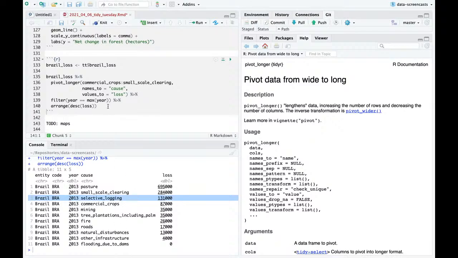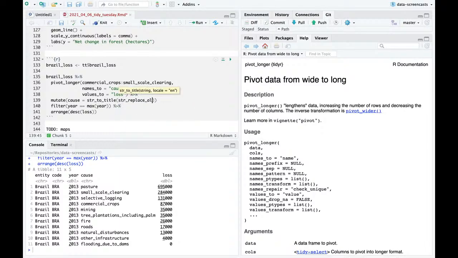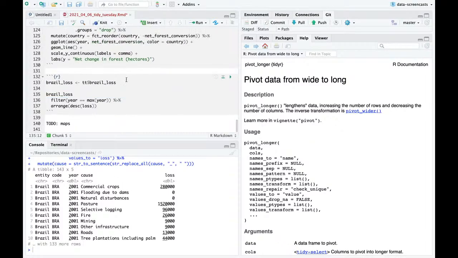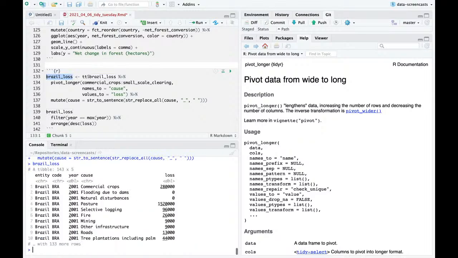But I also can do other things, and I don't like reading this in snake case, so I'm going to do a little bit more cleaning. I'm going to say cause is string to title, string replace all, underscore with space. I'm replacing the underscores with spaces, then putting it in title case. Ooh, look at that. I don't love that the word 'to' is capitalized. What if I said string to sentence? That reads pretty good. I don't need it to be title cased. All right, I'm going to keep this as our cleaning that we do to the Brazil loss data set.